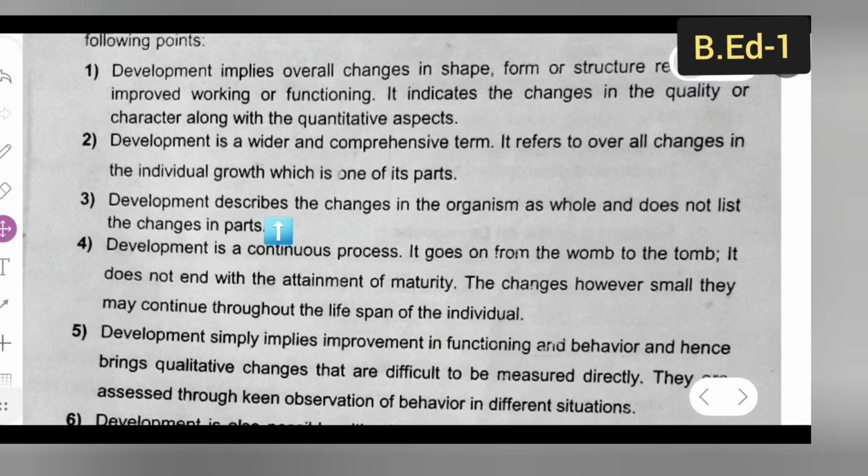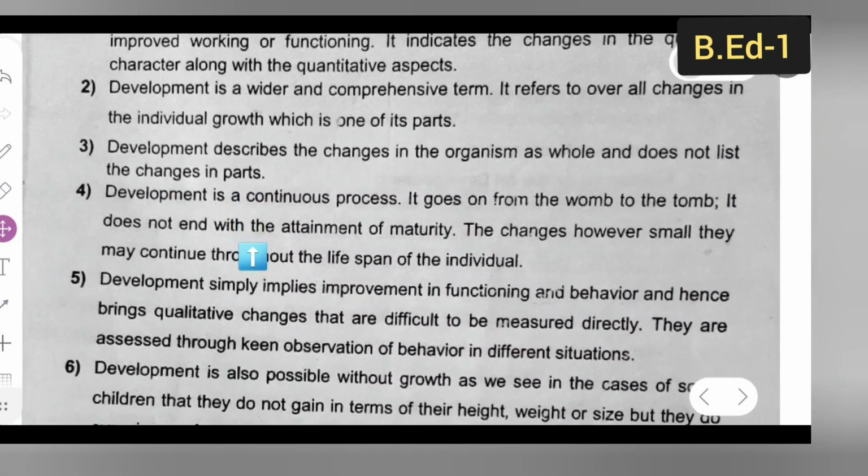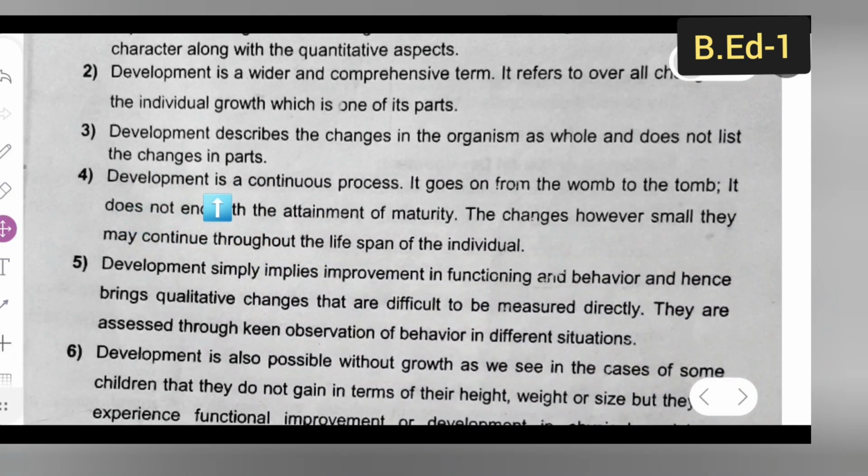Third point is, development describes the changes in the organism as a whole and does not list the changes in the parts. The fourth point says that development is a continuous process. It goes on from the womb to the tomb. It does not end with the attainment of maturity. The changes, however small, may continue throughout the lifespan of the individual.